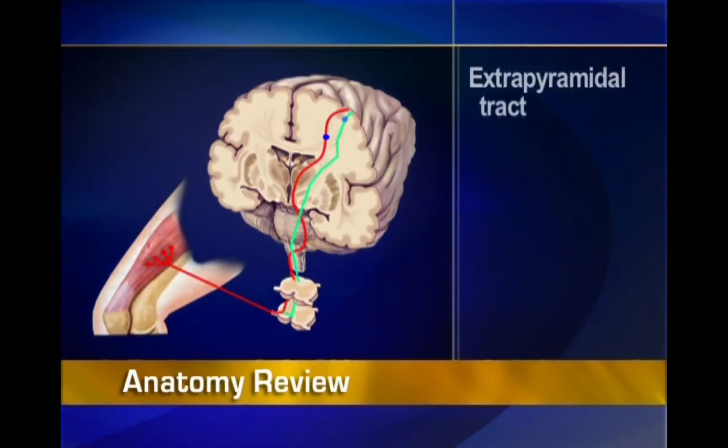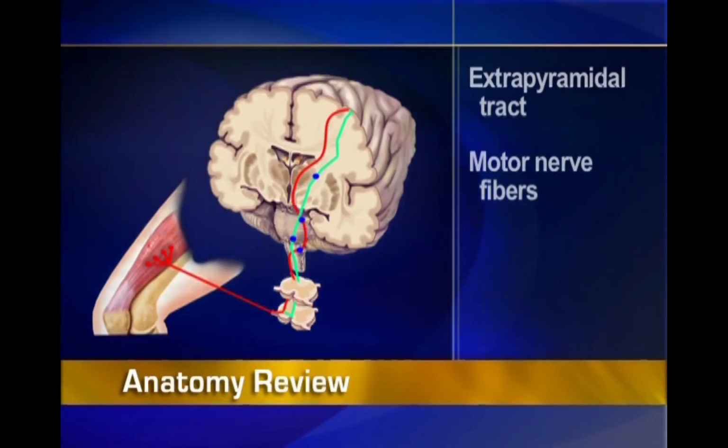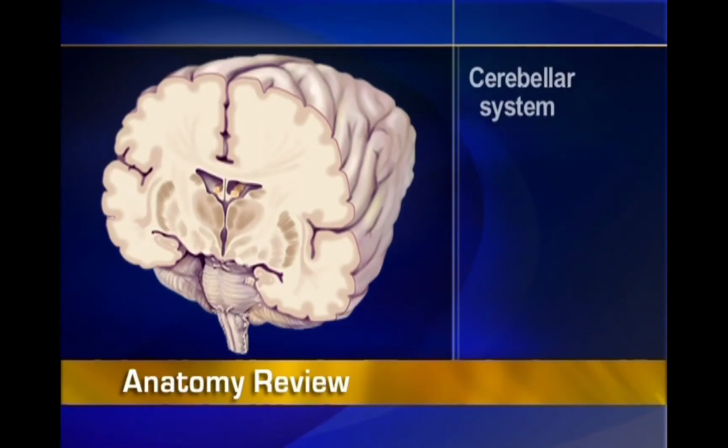The extrapyramidal tract includes all of the motor nerve fibers in the central nervous system that are outside the pyramidal tract. These fibers maintain muscle tone and control automatic body movements such as walking. The cerebellar system coordinates unconscious movement, maintains equilibrium, and helps maintain posture.